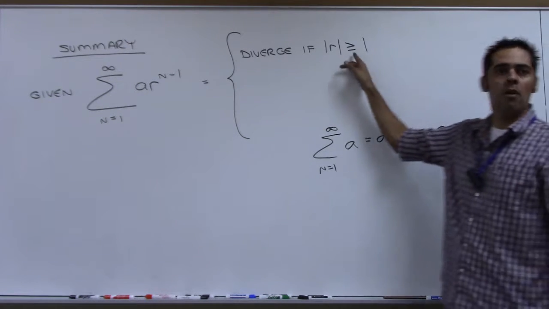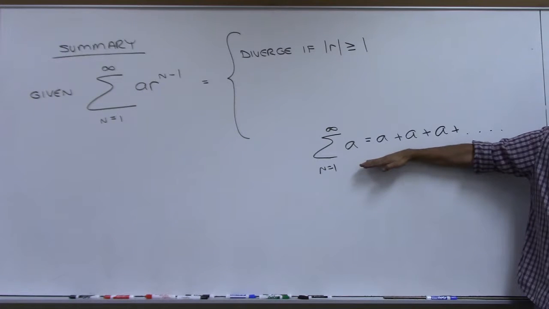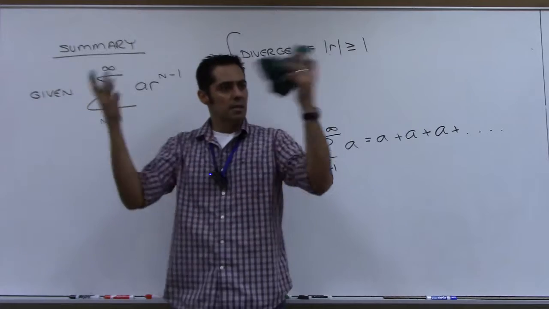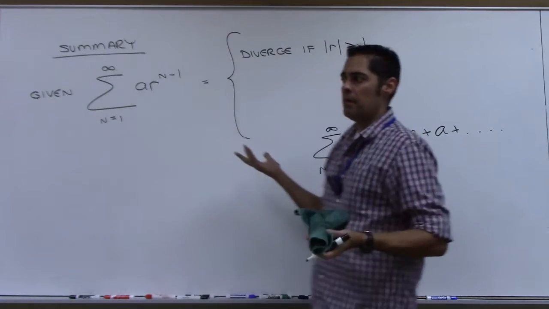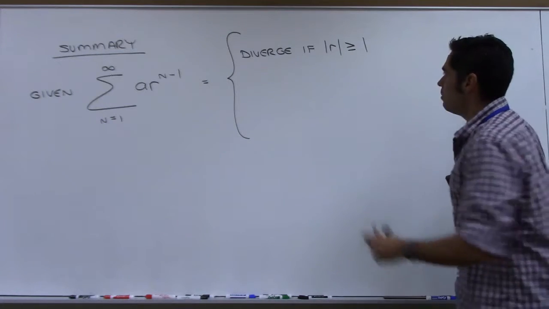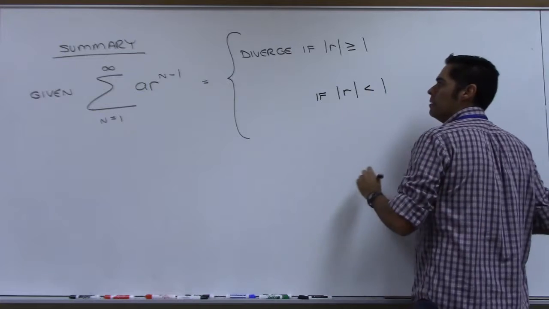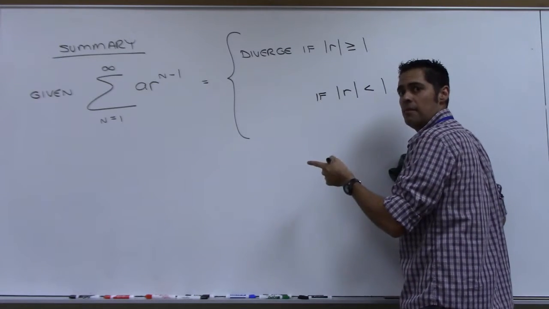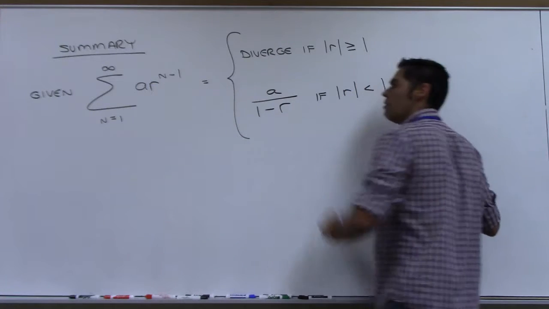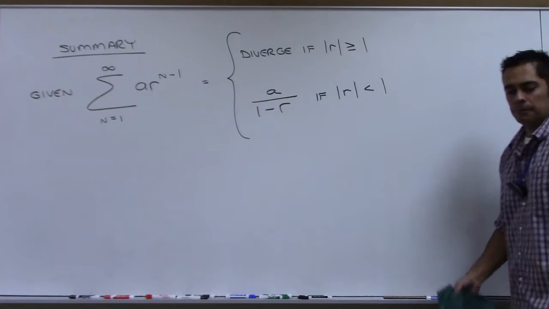So I took care of the one situation just by observing what would happen to this series if I let R be 1. If R is bigger than 1, then that formula I showed you a second ago, the R to the n, blew up and it became divergent also. But if the absolute value of R is less than 1, then what's going to happen? It's going to converge, right? But not only is it going to converge, we know exactly what it's going to converge to: A over 1 minus R.